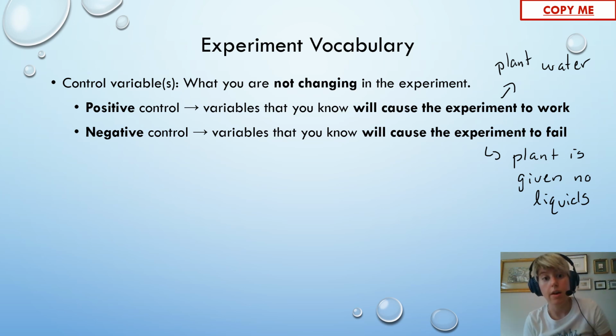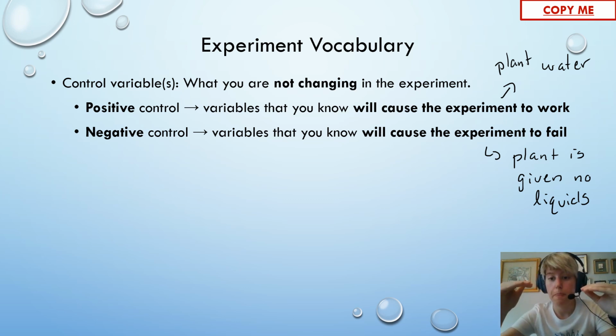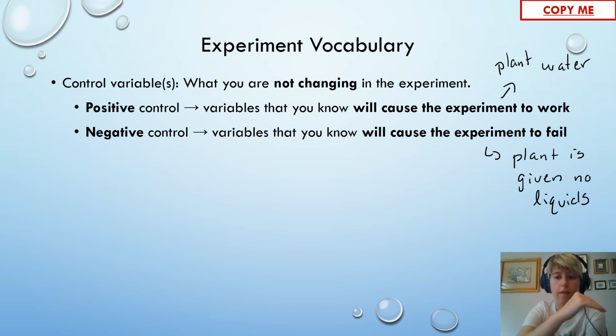On the flip side, a negative control is, okay, I know this will cause my experiment to fail. Now, if I change that one variable, is my experiment going to be successful, or is it also going to fail? So depending on how you set up your experiment, you could have just a positive control, just a negative control, or both a positive and a negative control. It really does depend on what your experiment is.